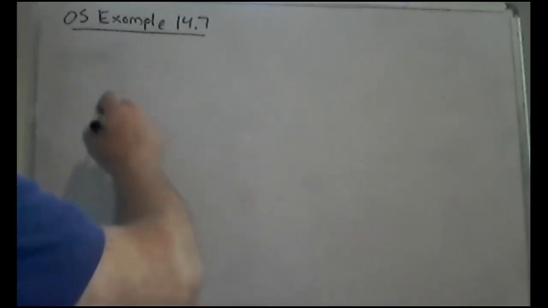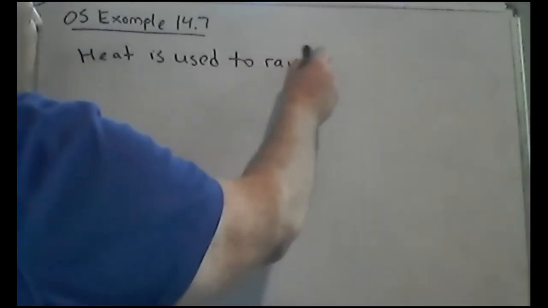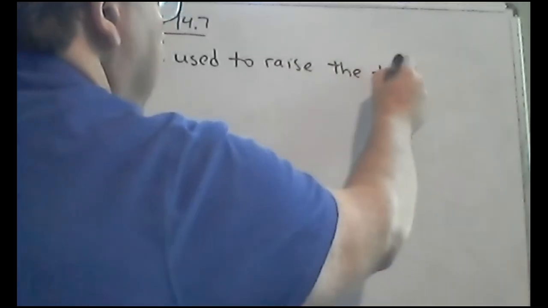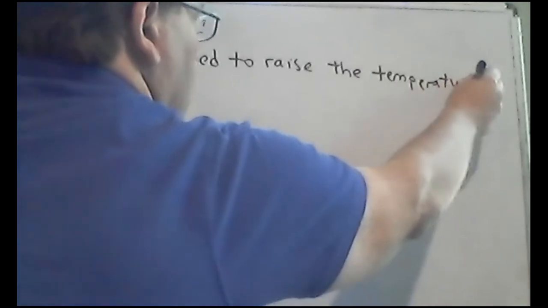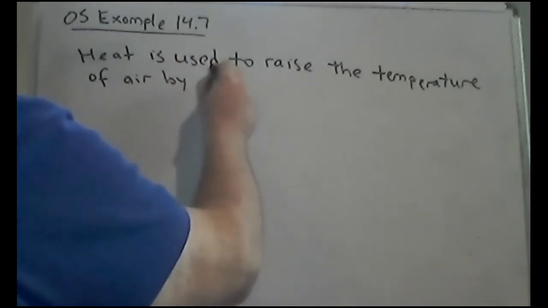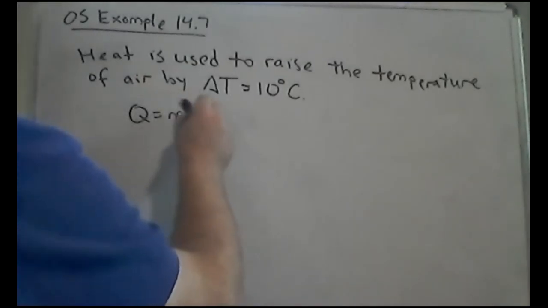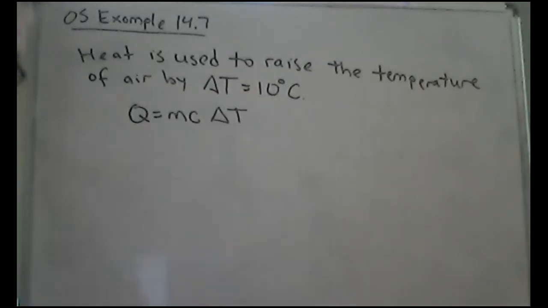So we go back to our equation. Heat is used to raise the temperature of air by delta T. Our delta T is going to be 10 degrees Celsius. The incoming air is going to get raised in temperature by 10 degrees Celsius. What equation governs that? Well, we go back to chapter 12. The heat would be given by MC delta T. We know what delta T is, and we want the heat transfer rate. So we're going to calculate this heat, and then utilize the fact that we want to do it within 30 minutes. We'll divide our answer by 30 minutes.